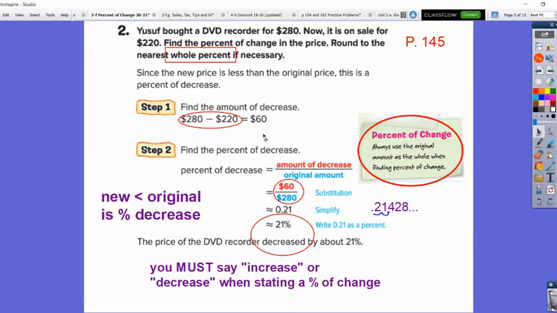To find the percent of decrease, we divide $60 by the original price, which was $280. That comes out to 0.21428 and so on. But it says to round to the nearest whole percent. So we move the decimal point 2 places, and this gives me 21%. So the price is a 21% decrease. The price went down by 21%. You have to say increase or decrease when you're stating a percent of change.